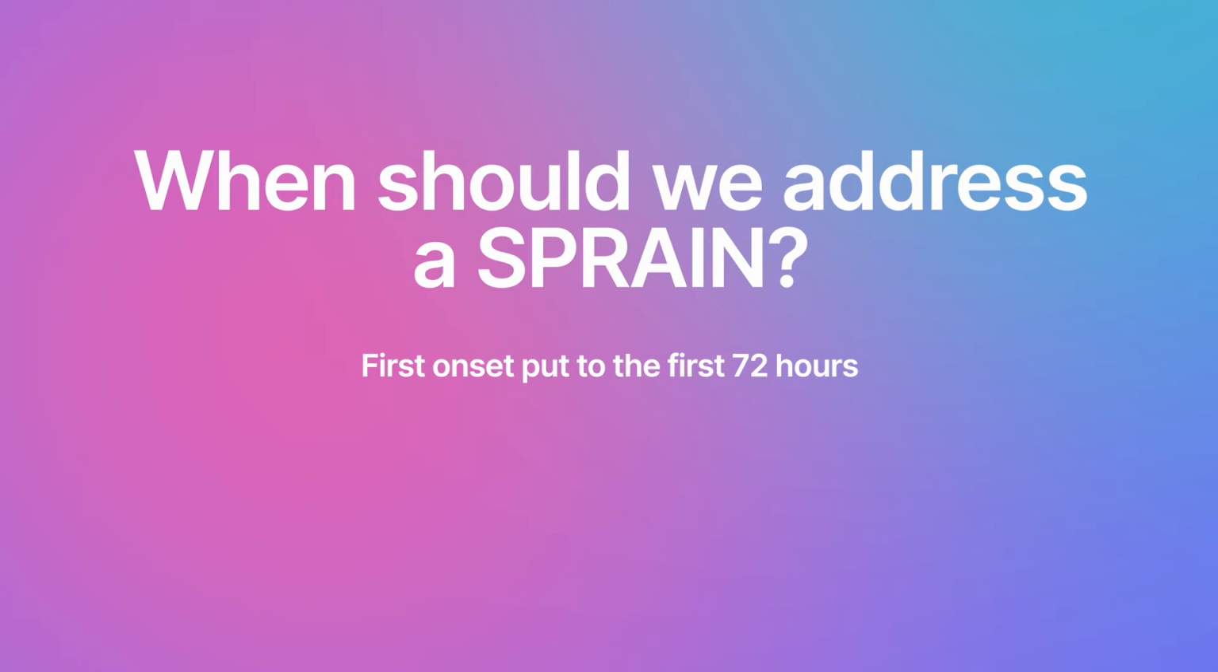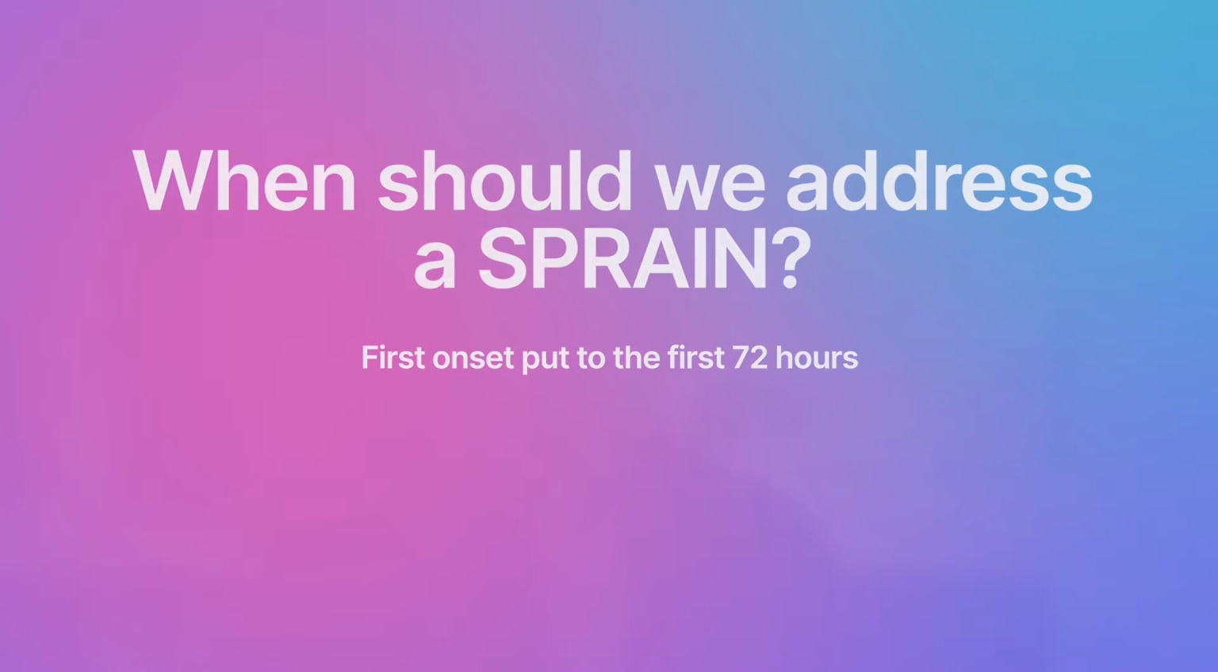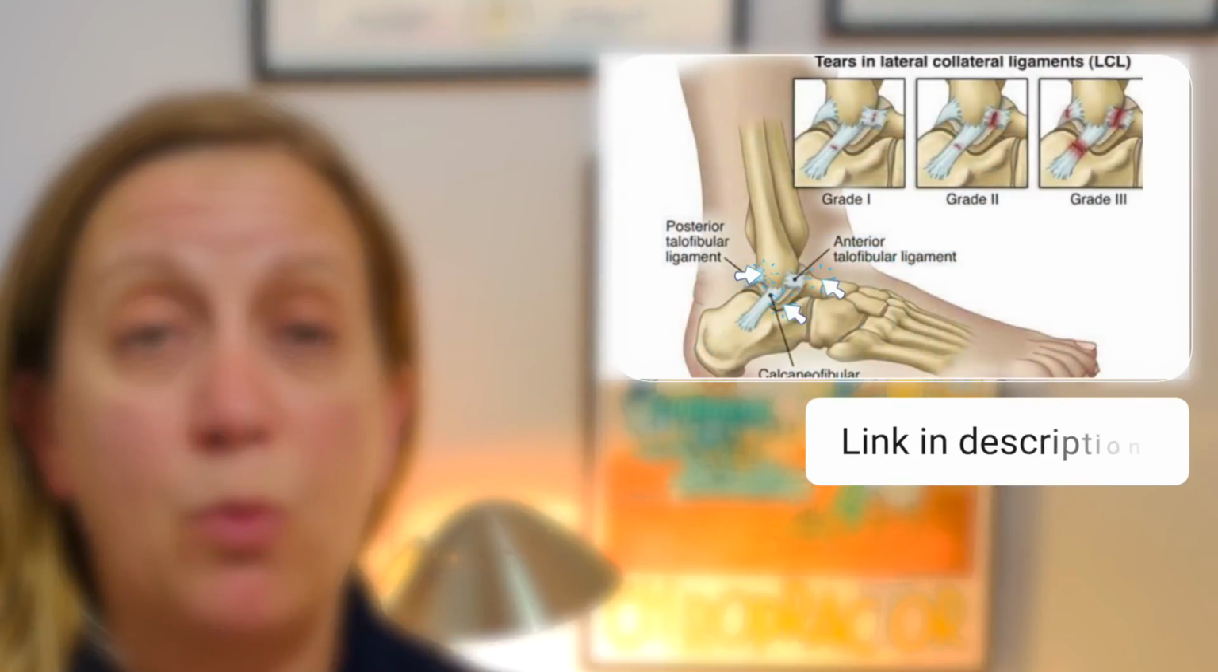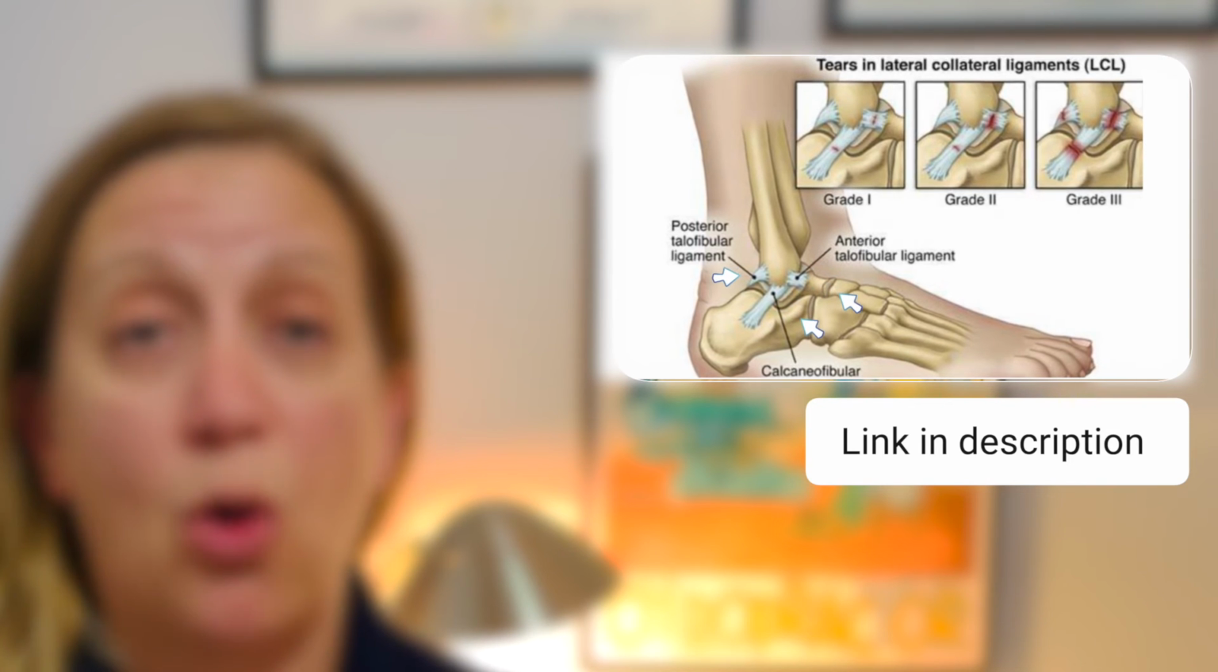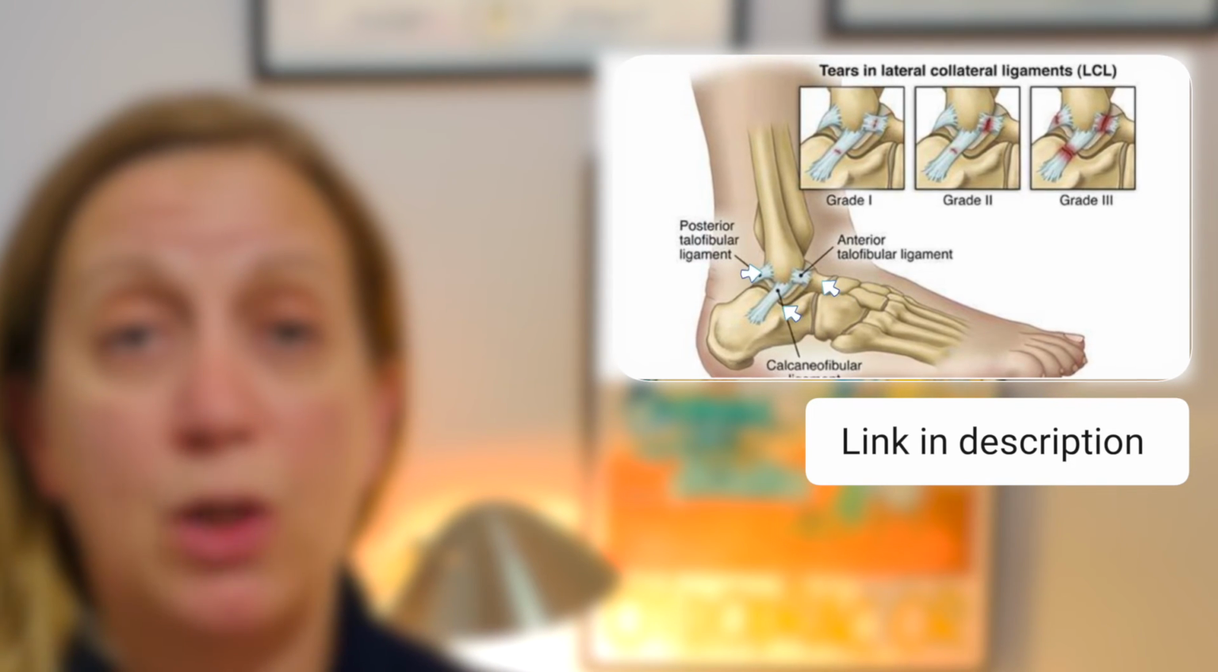And with the sprain, you want to address everything within that first onset up to the 72 hours, where you're getting the ice on, paying attention to the swelling, maybe adding in some compression as well. Also, if you haven't checked it out, check out my ankle sprain video, where I give you a whole treatment protocol that you can do at home to really help you there.